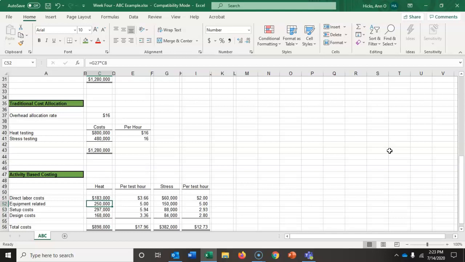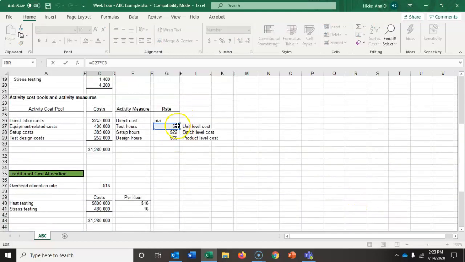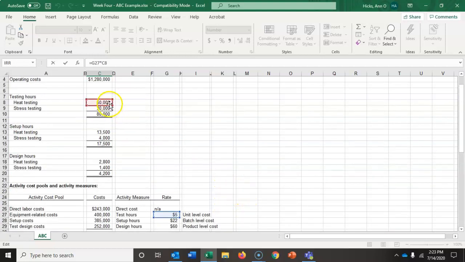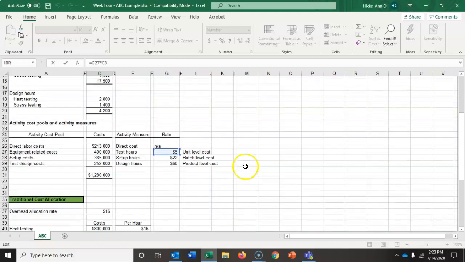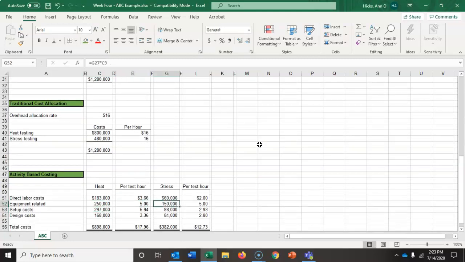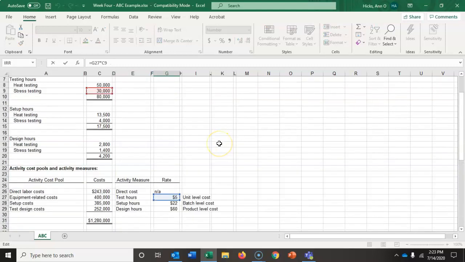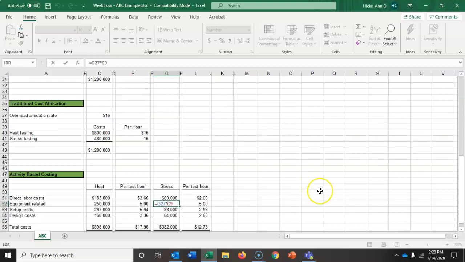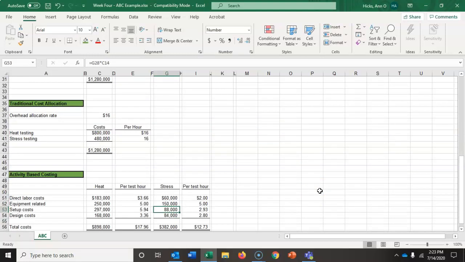test hours. So my calculation for heat is to take the $5 rate we determined up here and multiply it by the 50,000 hours spent on heat testing, and that gives us $250,000. For stress testing, I did the same calculation, $5, but times the 30,000 testing hours. And that gave us $150,000.